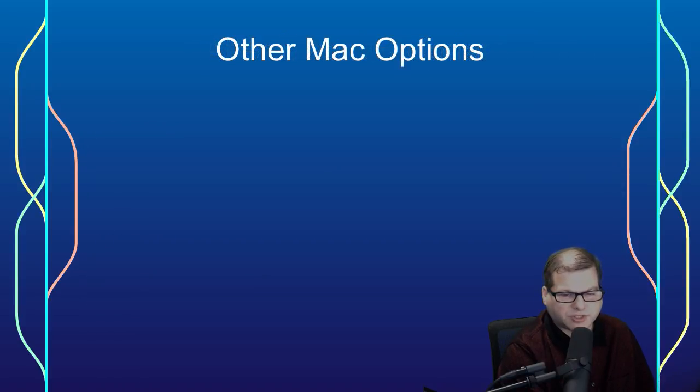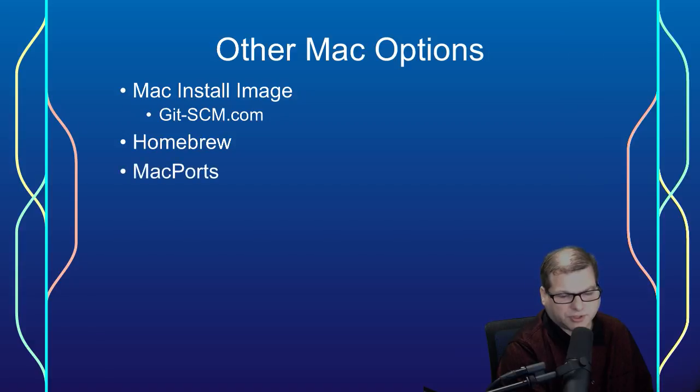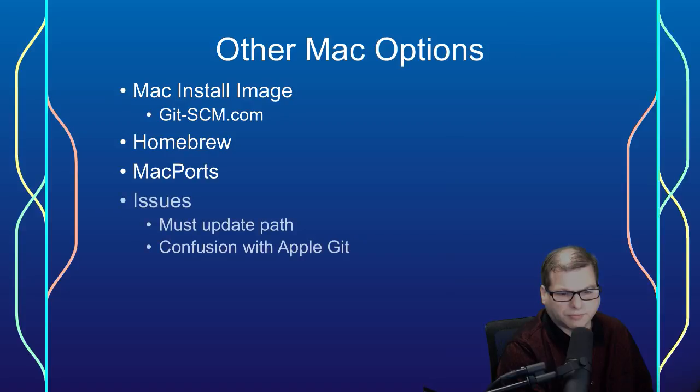There are other ways of installing Git. You could get the official Mac install image from git-scm.com. That's the official website and the official Mac install image. You can use Homebrew to install it. If you already have Homebrew installed, just use that to install Git. You can also use MacPorts if you use that one as your package manager.